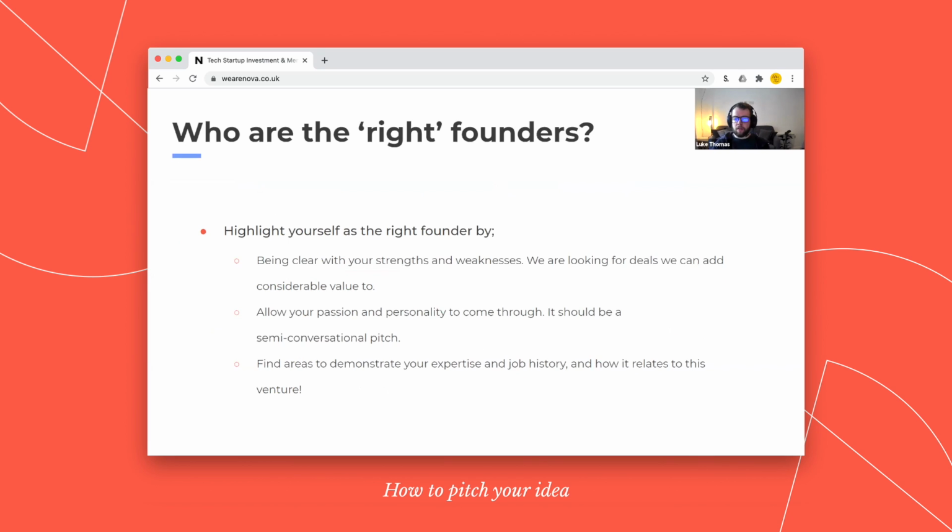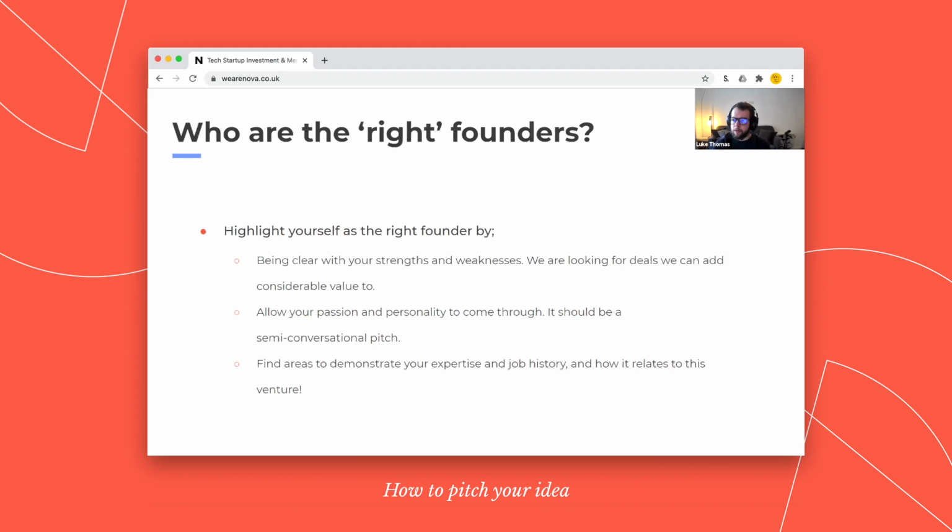Yeah, so highlight yourself. What are your strengths and weaknesses? We want to add considerable value to deals. If you've already got all the strengths and no weaknesses, then what value are we going to add? So feel free to be honest in that sense. Allow your passion and personality to come through. It should be quite a conversational pitch. We don't want to invest in robots. We want to invest in people that we're going to work with very closely. So it's more important that your personality comes through than you saying all the right words very specifically. So, allow yourself to be relaxed and allow yourself to talk to them as if it was a conversation.